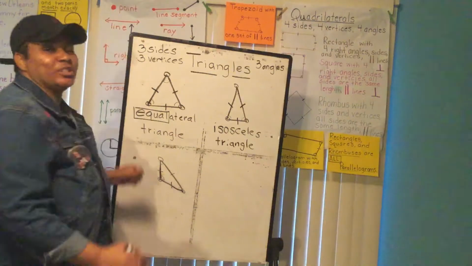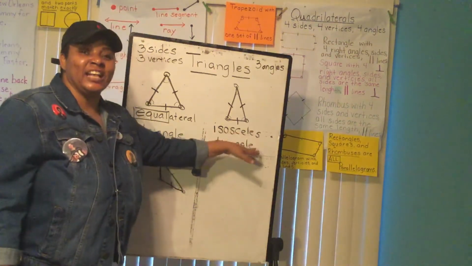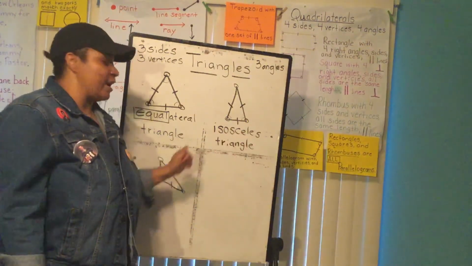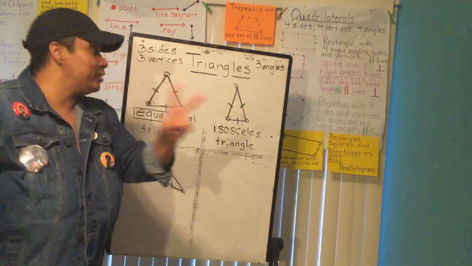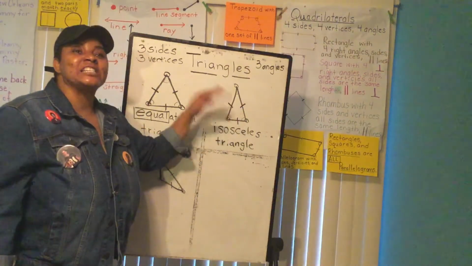And it's not isosceles. It is an isosceles. Say it with me. Isosceles triangle. Say it again. Isosceles triangle. Where 2 sides are the same. That third side is not.